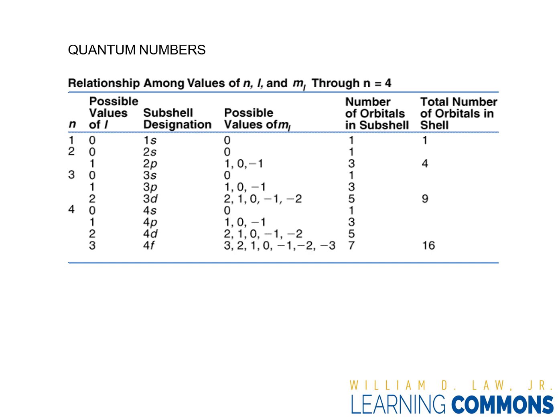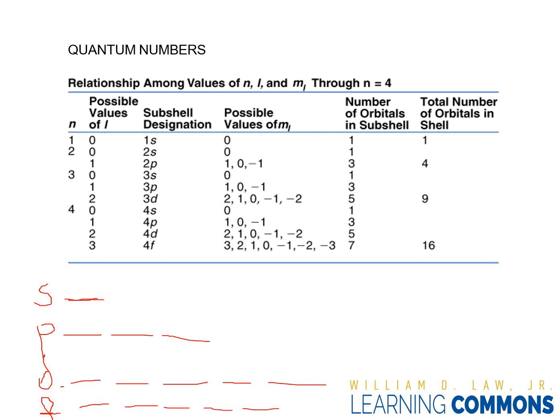The s orbital has one orbital. This is the dash line, just one orbital. The p orbital has three orbitals, like three dashes, and the d orbital has five: 1, 2, 3, 4, 5 orbitals. And the f orbital has seven: 1, 2, 3, 4, 5, 6, 7 orbitals.